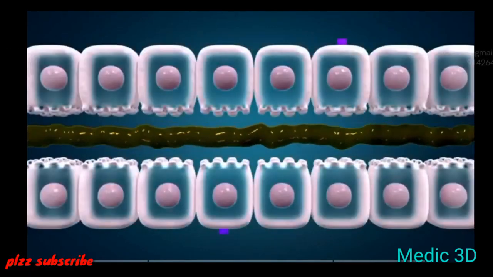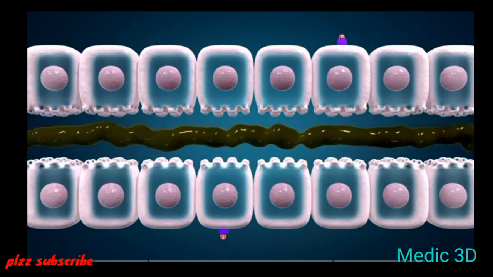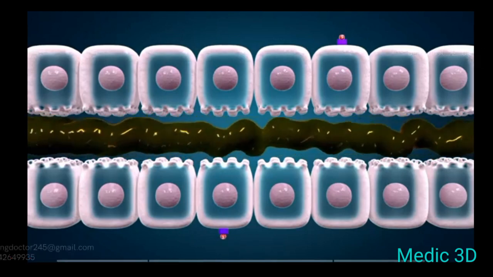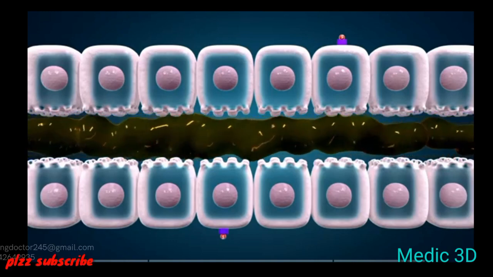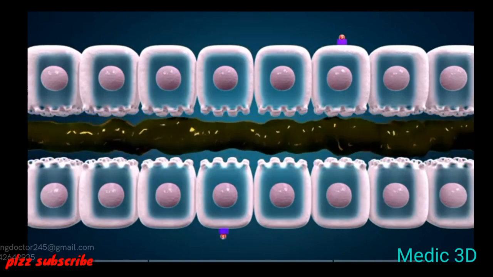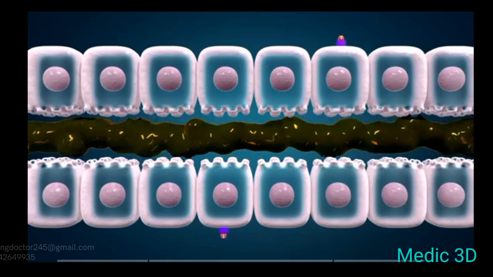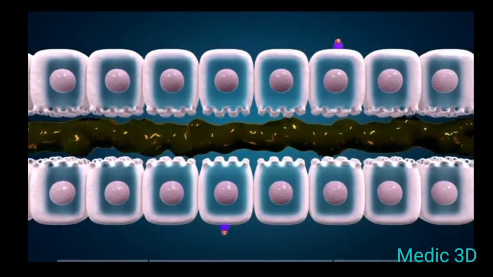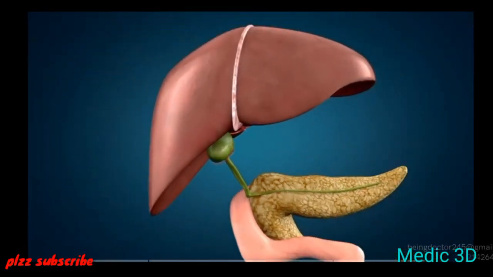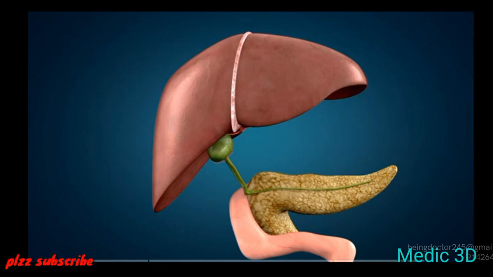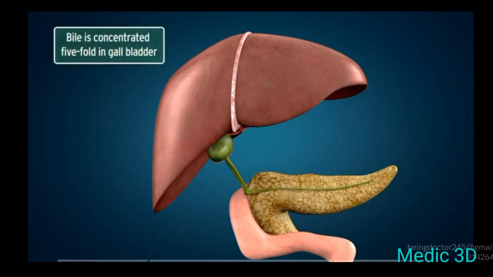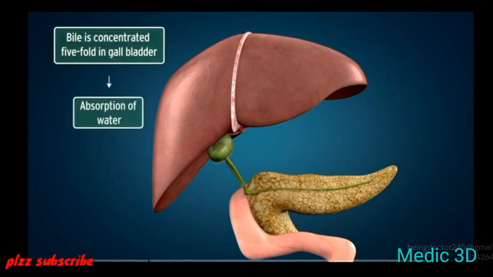As bile flows through the bile ducts, it is modified by the addition of a watery, bicarbonate-rich secretion from ductal epithelial cells. Secretin acts on the ducts and increases the secretion without increasing bile acid. The gallbladder stores and concentrates bile. Bile is concentrated fivefold in the gallbladder by absorption of water.